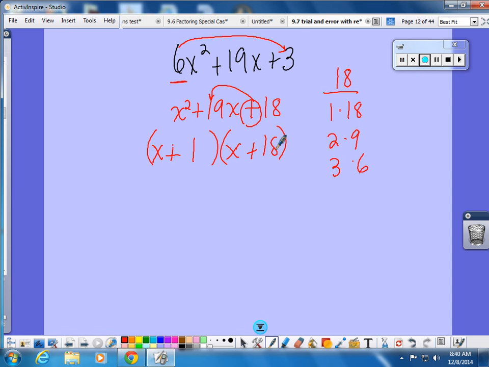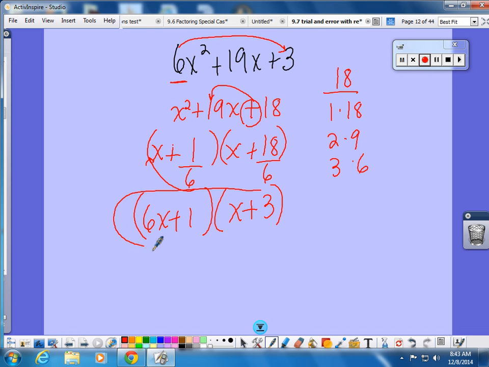1 and 18. Over here I multiplied by 6, here I've got to divide by 6. On this one, if it reduces, let's reduce, and if it doesn't, bottoms up. So what do I have to do on this first one? 6x plus 1. Yeah, bottoms up. But this one, x plus 3. And I check it. First, 6x squared. Outer 18x and inner 1x give me 19x, and last is plus 3.